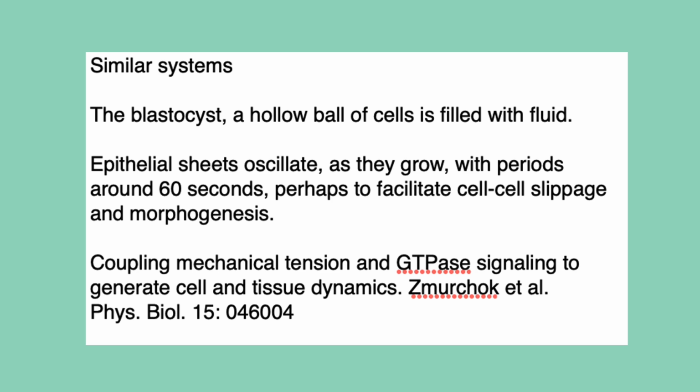About a decade ago, it was found that cells in epithelial sheets that are changing shape undergo contractions with periods around 60 seconds, just like our ampulla. It is believed these contractions, breaking and reforming cell-cell attachments, facilitate morphogenesis. There is a huge literature on this subject. I cite just one paper that could get you started.